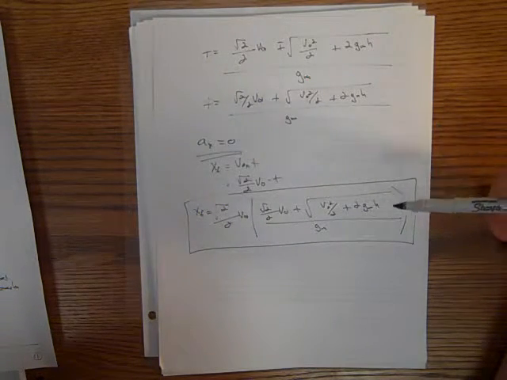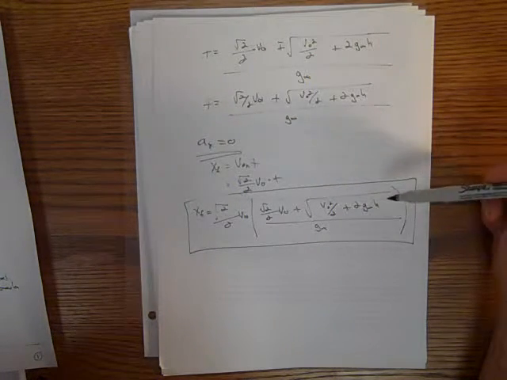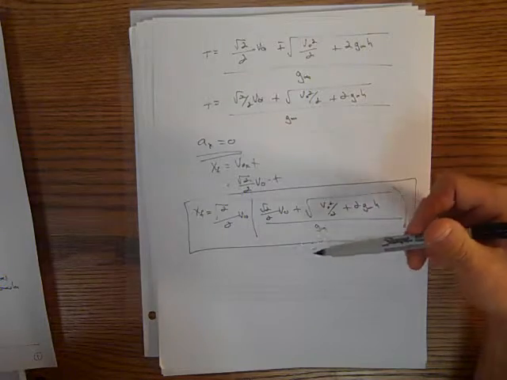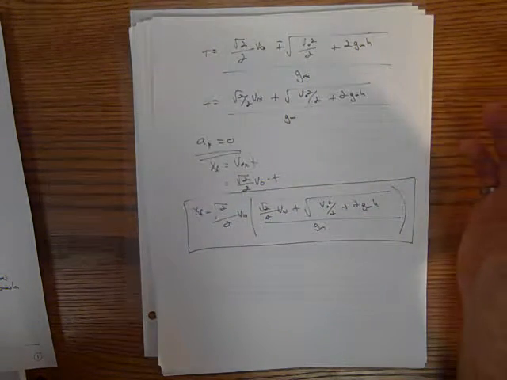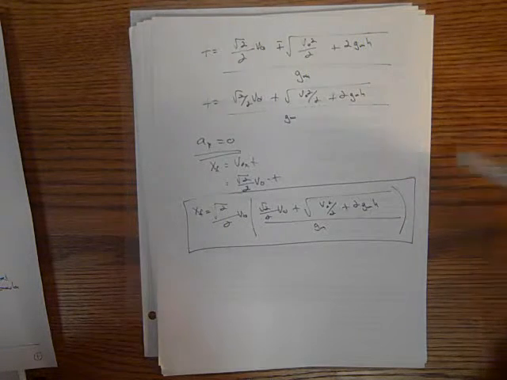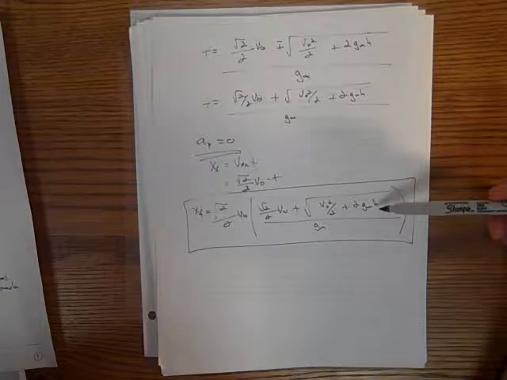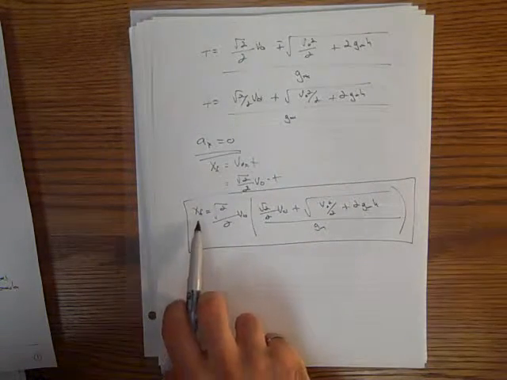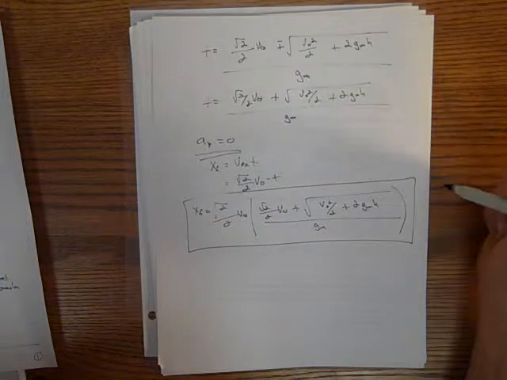And you should play around with this. You should make sure that it makes sense. As v0 goes to 0, if the magnitude of the initial velocity is 0, it doesn't go anywhere. And as the height gets bigger and bigger, as h gets larger, the range gets larger, and that also makes sense.